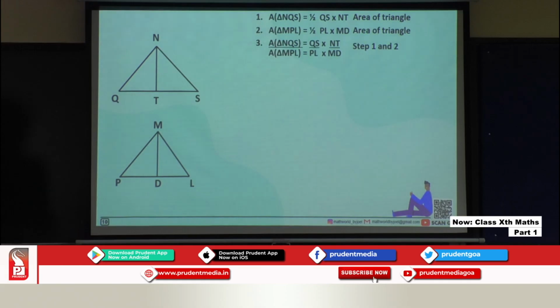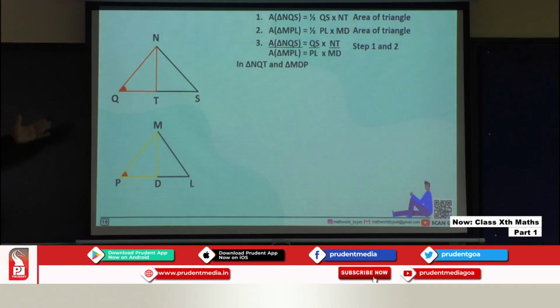Okay. Now, next thing we are going to do is look at these 2 triangles, NQT, which is the orange colored triangle over here, and MDP, which is part of the other triangle. Now, in these 2 triangles, angle Q is equal to angle P. I had already told you in the previous slide, keep this in mind. So angle Q is equal to angle P. And why did I tell you it was equal? It was equal because the entire triangles NQS and MPL are similar. So angle Q is equal to angle P, given that NQS is similar to triangle MPL.